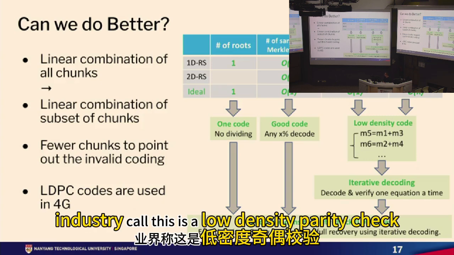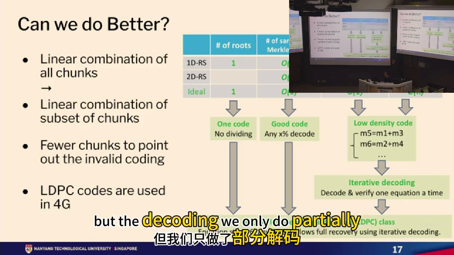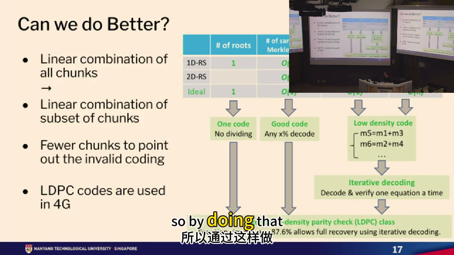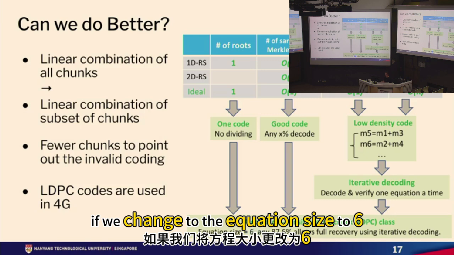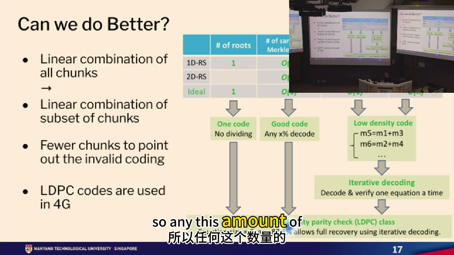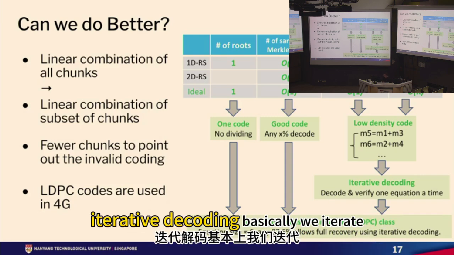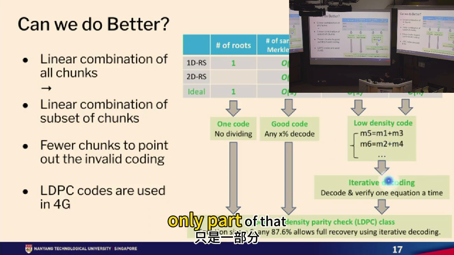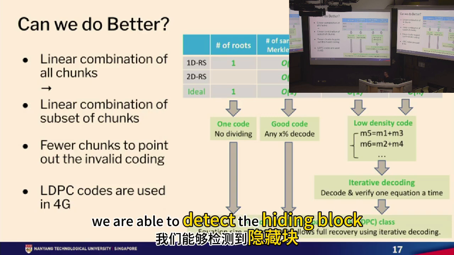The industry calls this low density parity check, because in the encoding we still do the same, but in the decoding we only do it partially. For example, just now the equation size was 4, right? If we change the equation size to 6, then about 87.6% allow for full recovery using iterative decoding. Basically, we iterate only part of that, and we try to see whether after a certain time we are able to detect the hiding block.